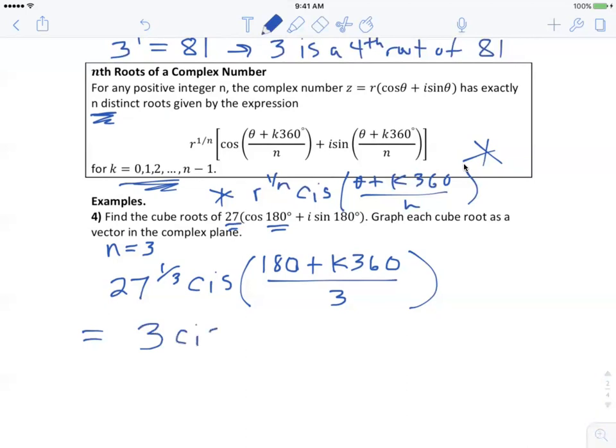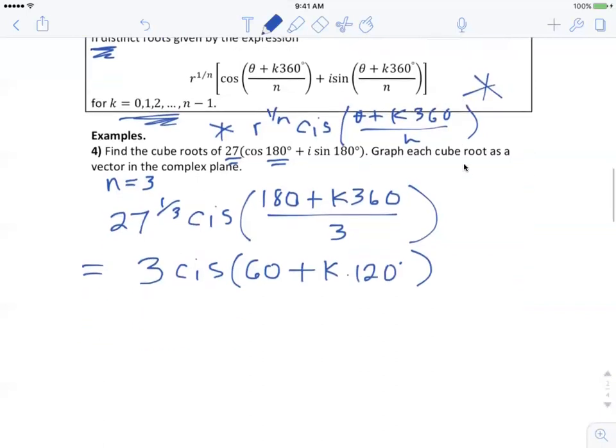Cis, and then what I'm going to do with this is I'm going to break it up. I'm going to take 180 divided by 3, which is 60, and then times k, 360 divided by 3, 120. This will be more useful when I start plugging in k's. It'll be easier. Right? So I just broke it up into 2 separate fractions and reduced.